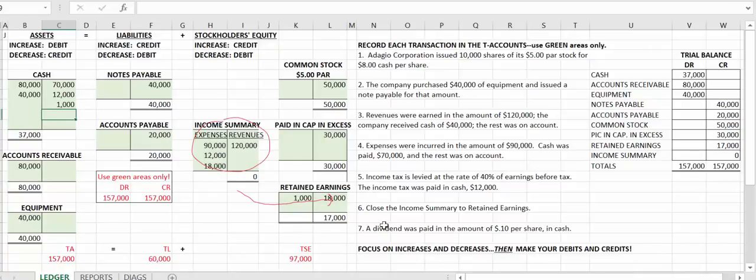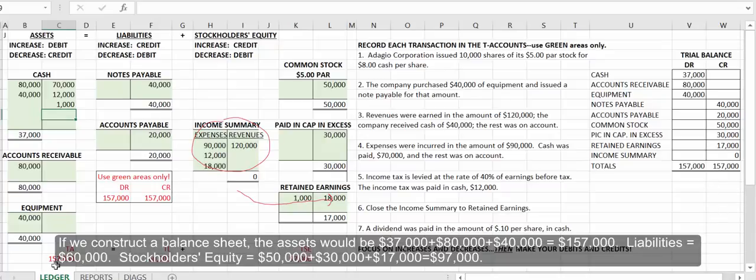All right, so 7 pretty good transactions there for a corporation. Couple of things here. We end up with $157,000 on both sides of the trial balance. Notice the income summary ended up at 0. It always must at the end of the period. Down below, if you wanted to make a balance sheet, I didn't have time to illustrate that here for lack of screen space, but your total assets are going to end up at $157,000. You could add these 3 balances here for your 3 assets and get that figure.